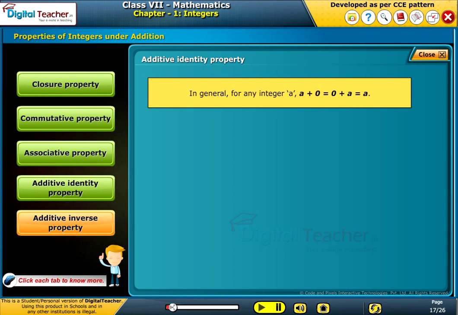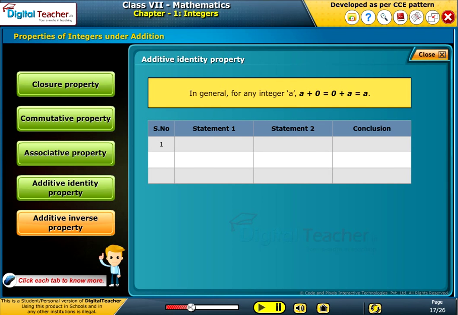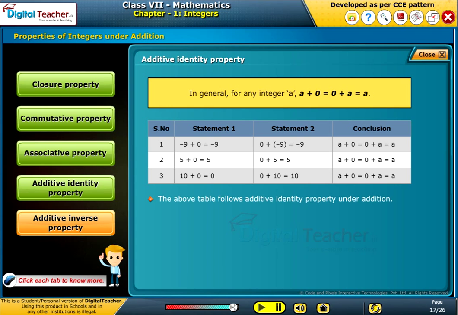Additive identity property defines for any integer a, a plus 0 is equal to 0 plus a is equal to a. In the first statement, minus 9 plus 0 is equal to minus 9, and in the second statement, 0 plus of minus 9 is equal to minus 9, and it concludes that a plus 0 is equal to 0 plus a is equal to a. Same for the second and the third statements as shown in the table. Therefore, the above table follows additive identity property under addition.